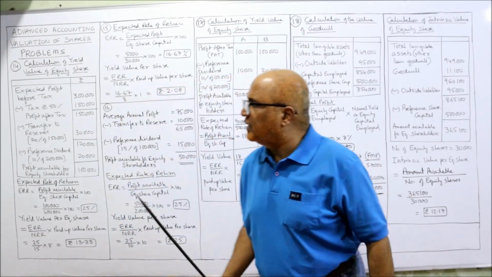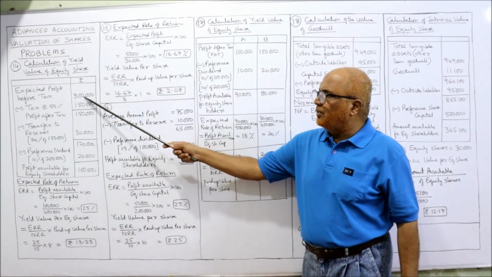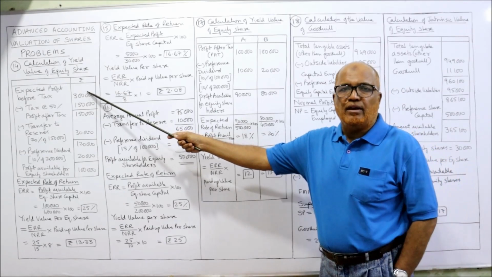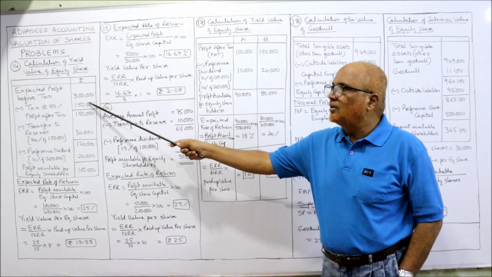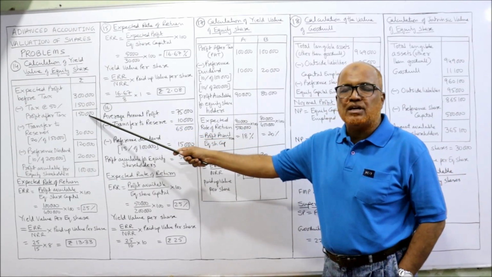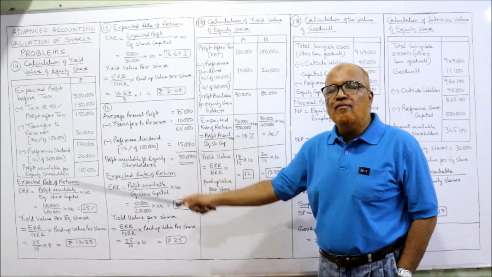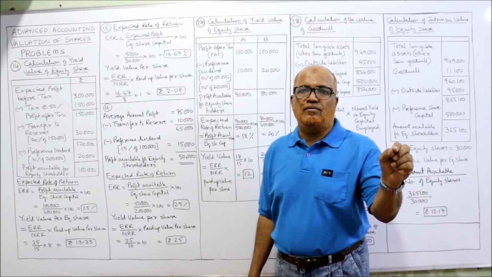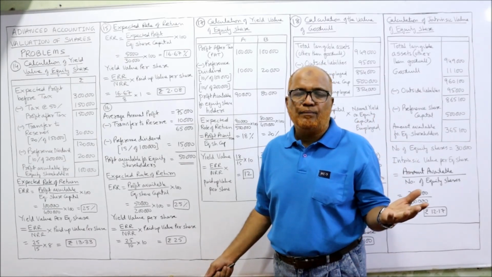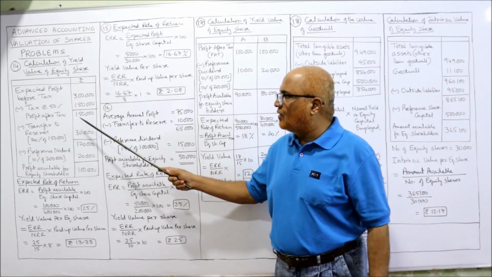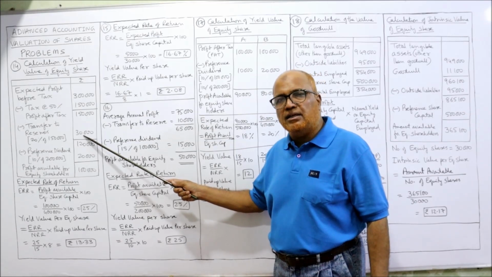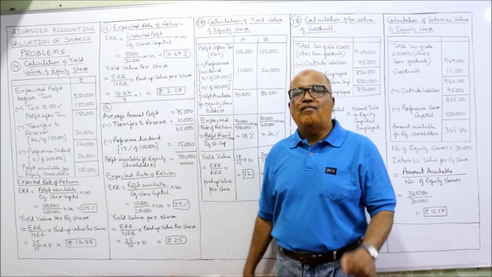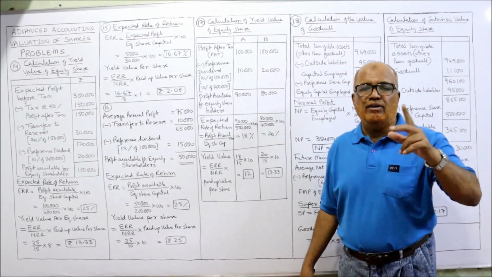Now you can see carefully here, expected profit before tax 3 lakh. Given. From that 50% tax, 1,50,000 tax. Profit after tax 1,50,000. Every year it is given in the problem, 20% is transferred to reserve. If it is given, we will take. So here 20% of 1,50,000, 30,000. Deduct 30,000, 1,20,000. From 1,20,000, now we have to pay the dividend.